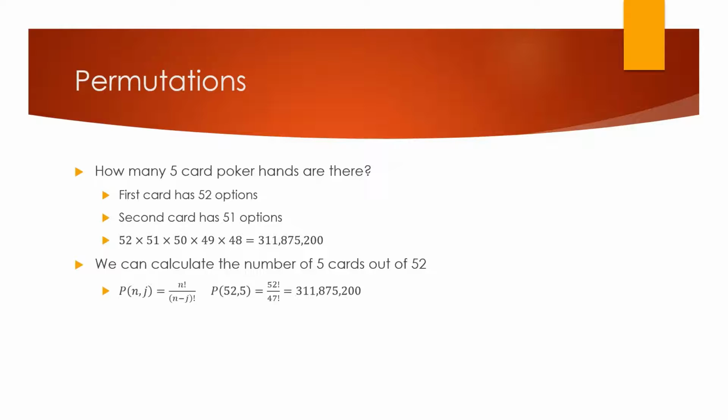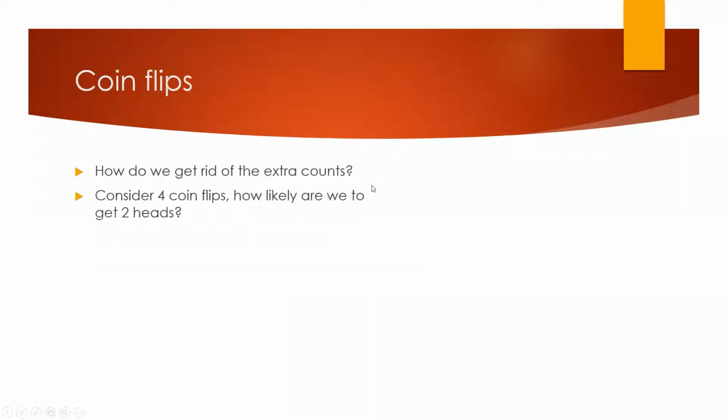What we're going to do next is try to figure out how we can get rid of this order parameter, because we often don't care about the order things are coming in. We just want to know, well, what are my options? And to do that, we're going to look at a little bit easier example to describe, and that is going to be flipping 4 coins, because I can much more easily figure out the total number of options with 4 coin flips than with 52 cards in a deck.